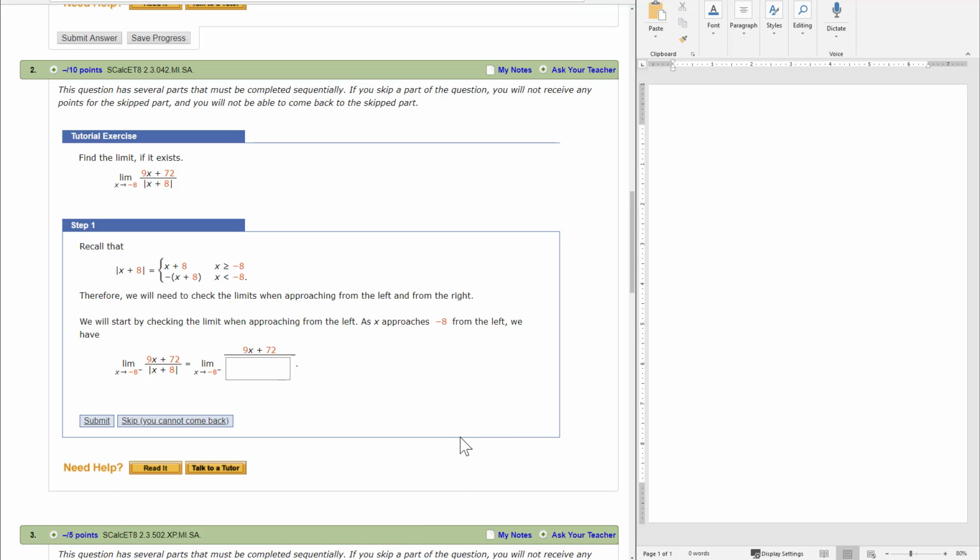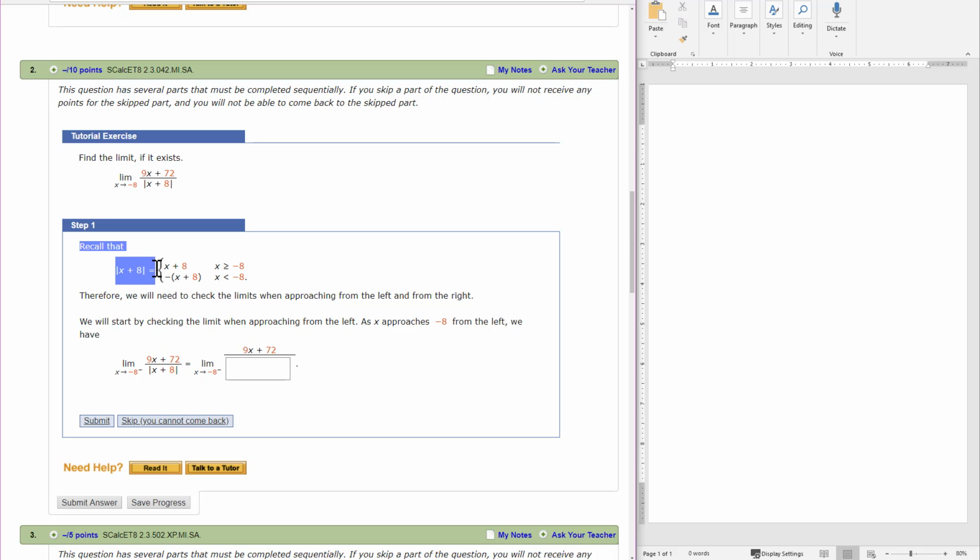Let's do problem 2 from your lab assignment from section 2.3. Here it's asking us to look for the limit if it exists. And this limit expression says: limit as x approaches negative 8 of the fraction 9x plus 72 divided by the absolute value of x plus 8. Now this absolute value, as x gets closer to negative 8, would make some weird things happen. So let's see what's going on.